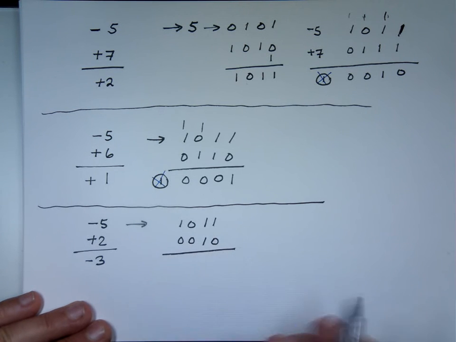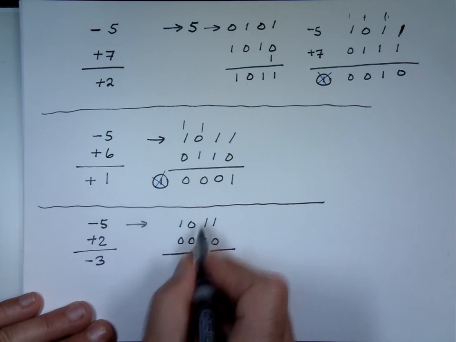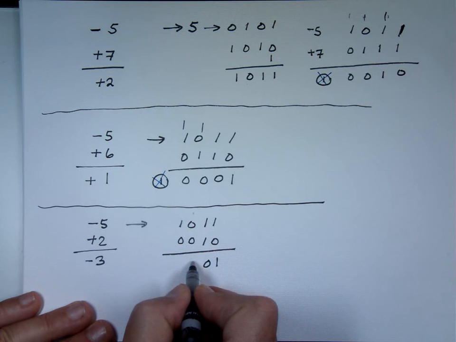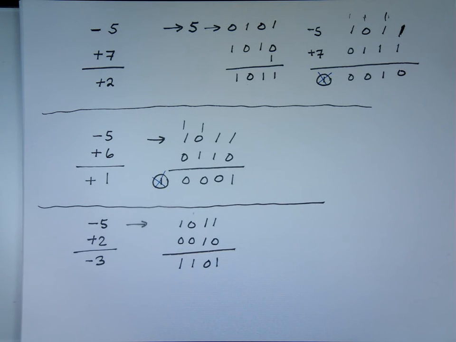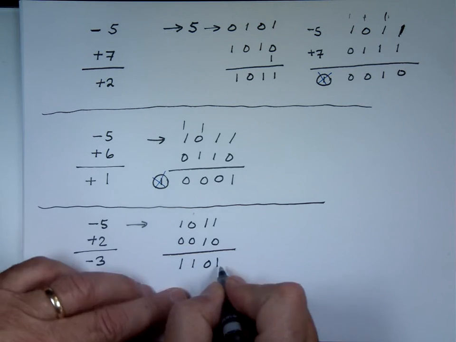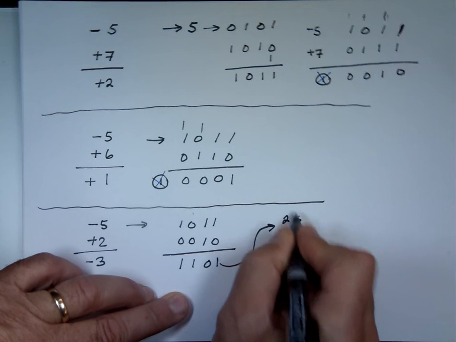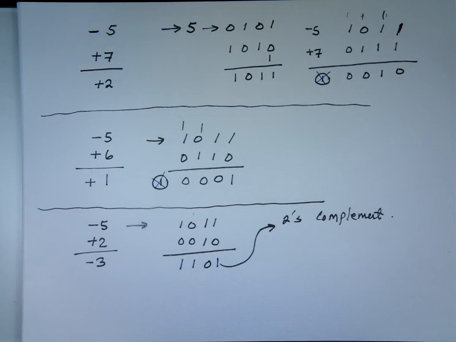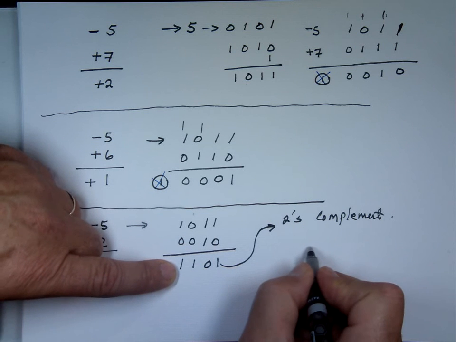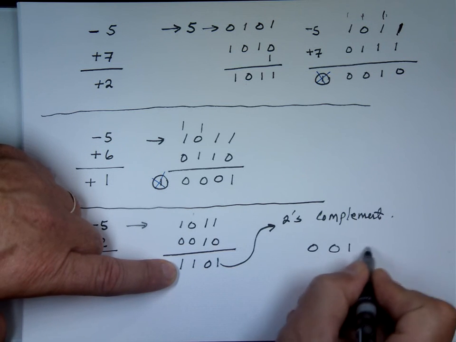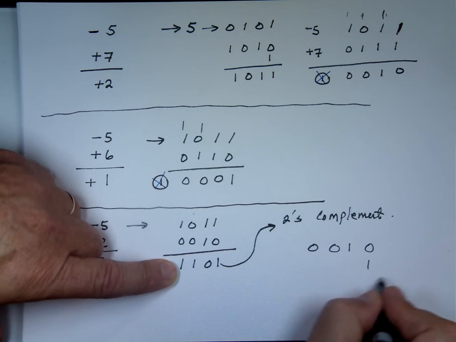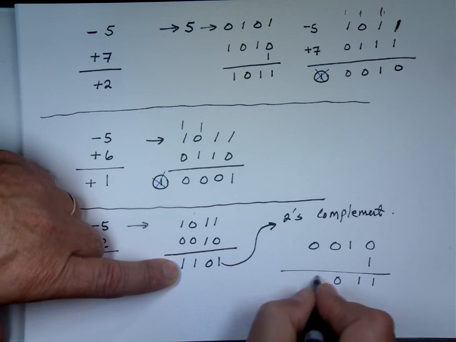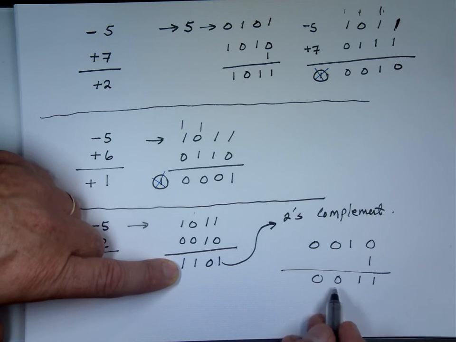1 and 0. 1, 1 and 1, 0 carry 1, 1 and 0, 1 and 1. That doesn't look like negative 3. Take the 2's complement of this. Do the 1's complement, flip the zeros to 1's. So 0, 0, 1, 0. Add 1 to that. 1, 1, 0, 0. What's that number? Isn't that 3? So the answer should be negative 3. Is that what the answer is?